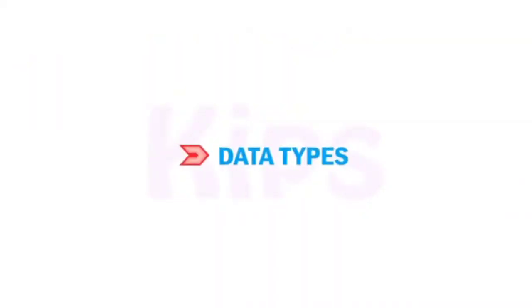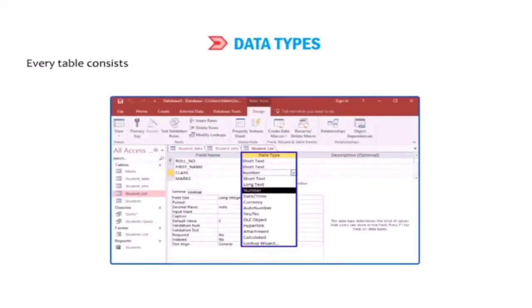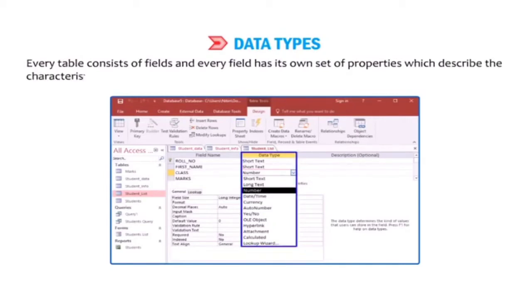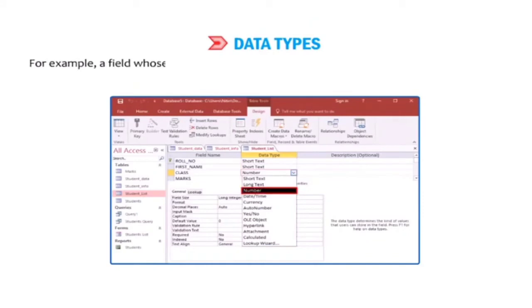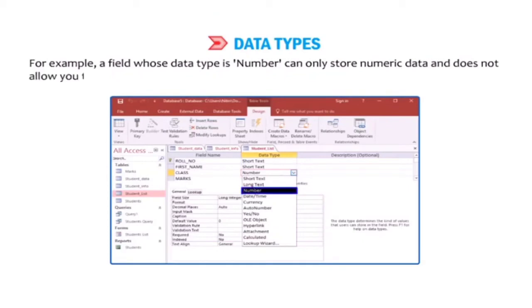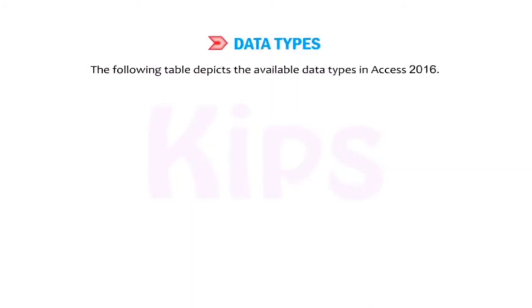Students, let us talk about data types. Every table consists of fields and every field has its own set of properties which describe the characteristics and behavior of data added to that field. The most important property of a field is its data type. A field's data type determines what type of data you can enter into a field. For example, a field whose data type is number can only store numeric data and does not allow you to enter text data into it. The following table depicts the available data types in Access 2016.